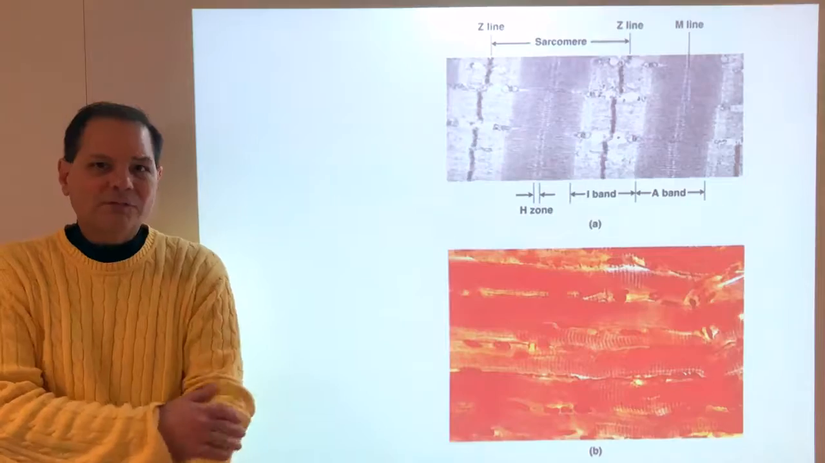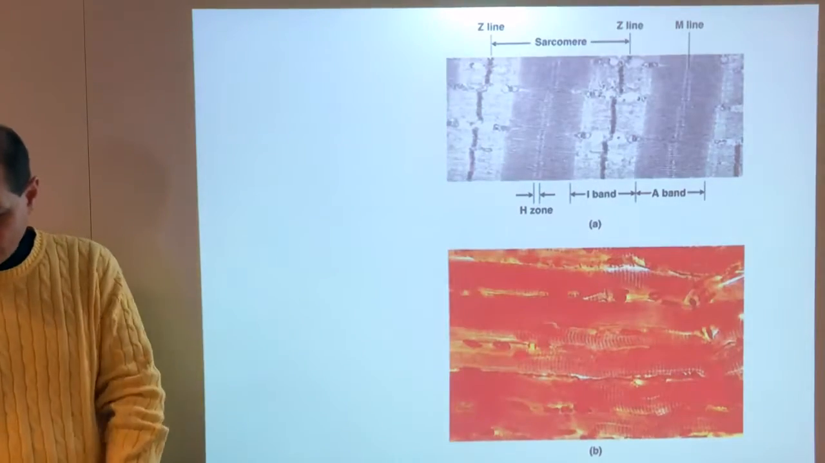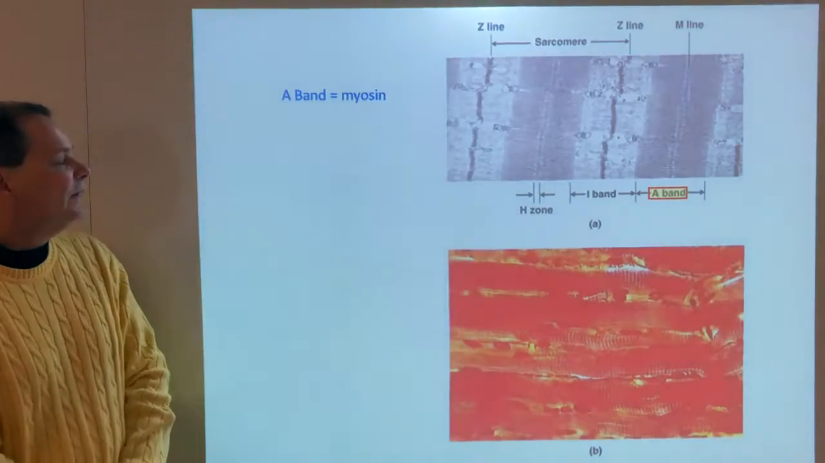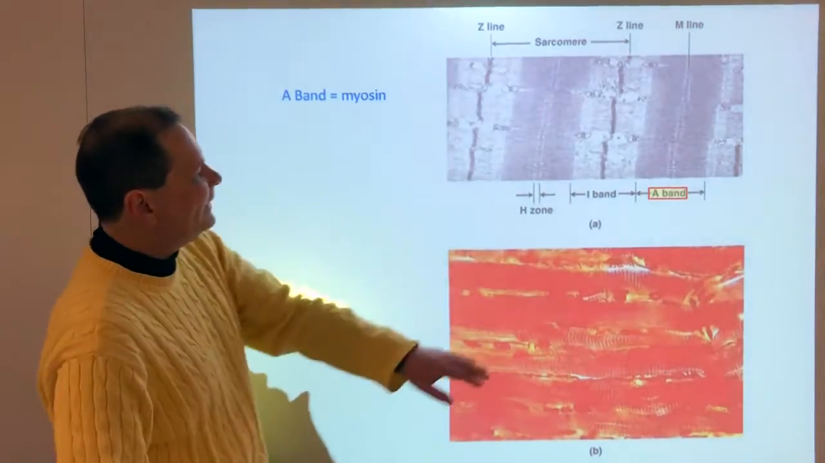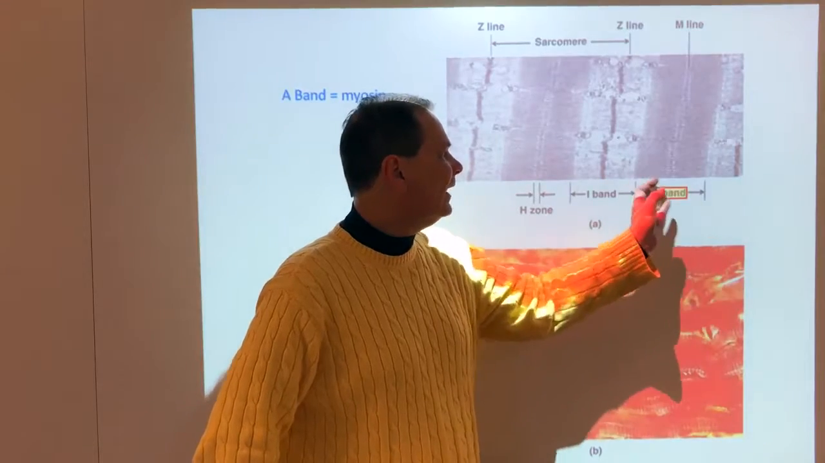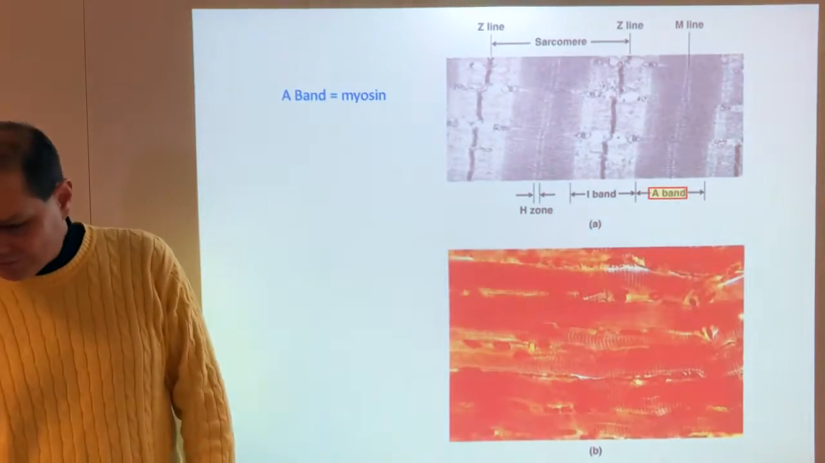This is a quick histo review. I realize you've had it before. I'm not going to spend a lot of time on it, but I want to make sure we're all on the same page as I go through the lecture. The A band runs the length of the myosin. It is the heavy chain, okay? And it simply runs the length of the heavy chain.